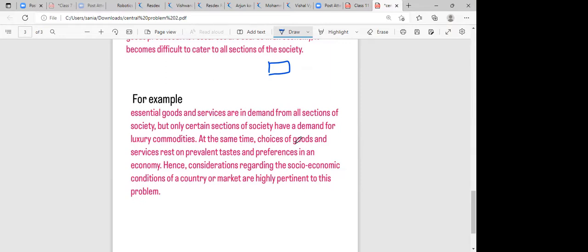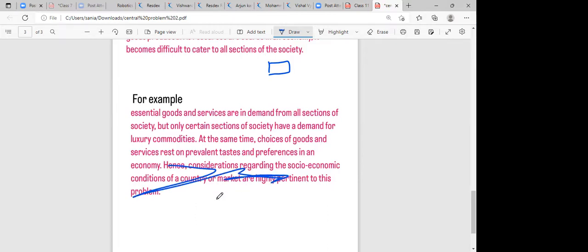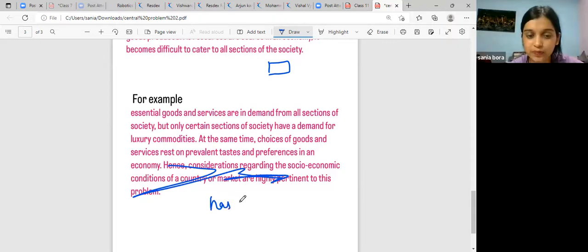At the same time, the choice of goods and services rests on prevailing tastes and preferences in an economy. Hence, consideration regarding the socio-economic condition of a country or market is highly pertinent to the problem. Okay, so you don't have to write all these things. Just write till here: has a demand for luxury commodity. At the same time, the choice of goods and services rests on prevailing tastes and preferences in an economy has to be made. Now I'll just explain it to you.